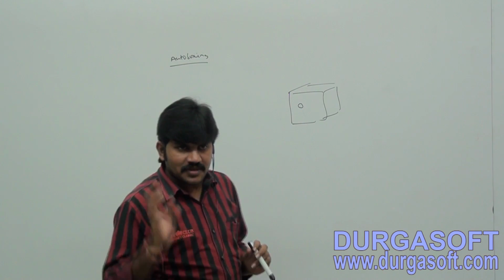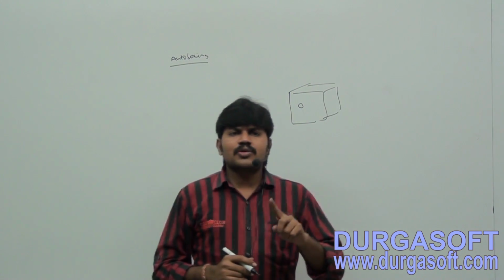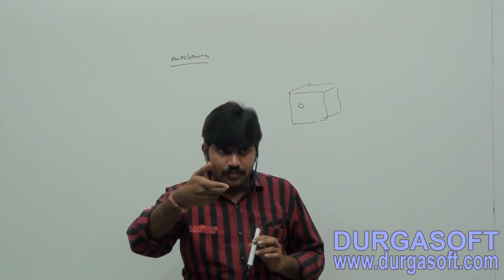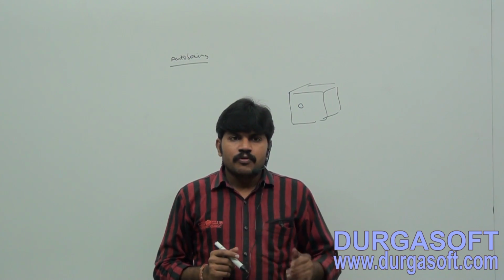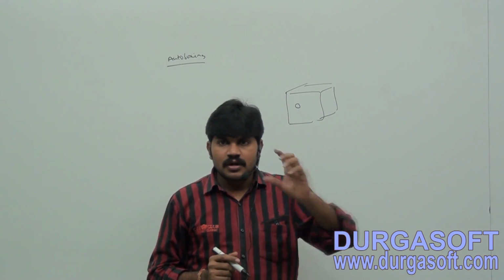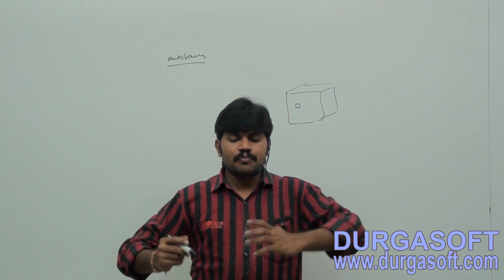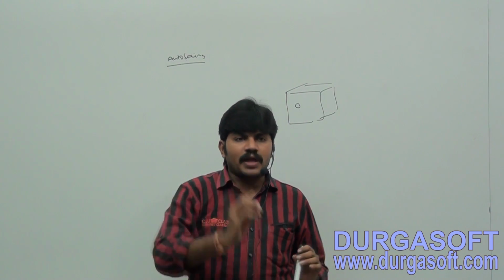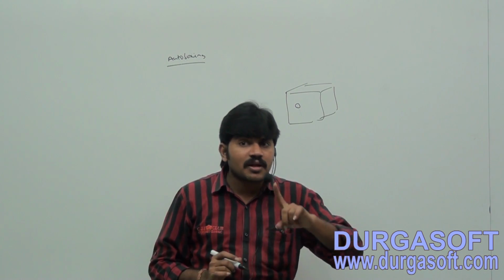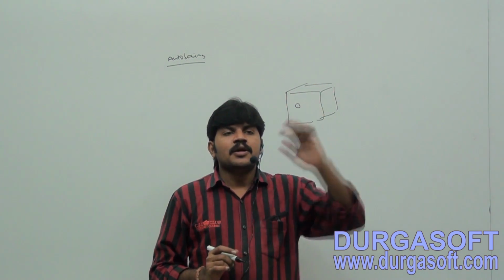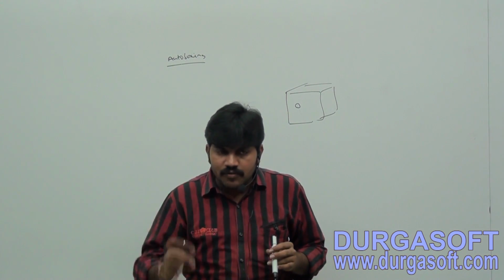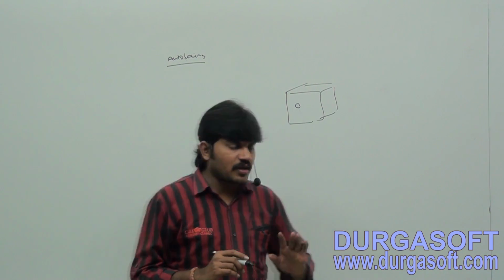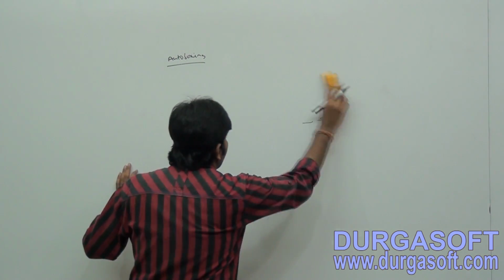What is autoboxing? Simple. Auto means automatic conversion of primitive to wrapper object. I have a primitive value and I want to convert it to a wrapper object. Who is responsible for this conversion? The compiler. Automatic conversion of primitive to wrapper object by the compiler is called autoboxing. Is it clear for all of you?